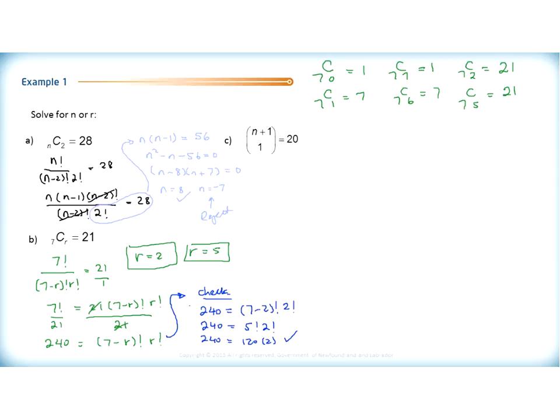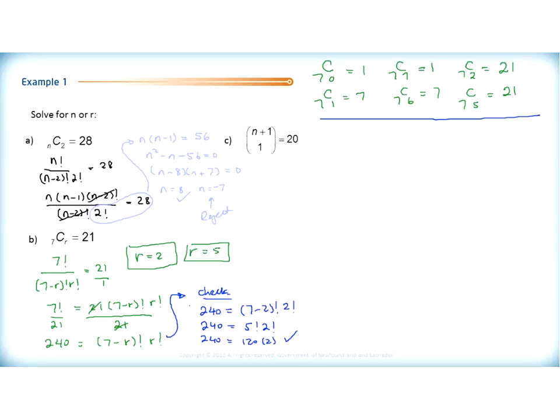The only way to solve this is to actually use trial and error and plug in values of R until you get it to work, because I can't solve that algebraically there. The P of 7 choose R equals some number, we can do it algebraically. But the C of 7 choose R, we can't. Interesting question. Let's move on and try the C part over here now.